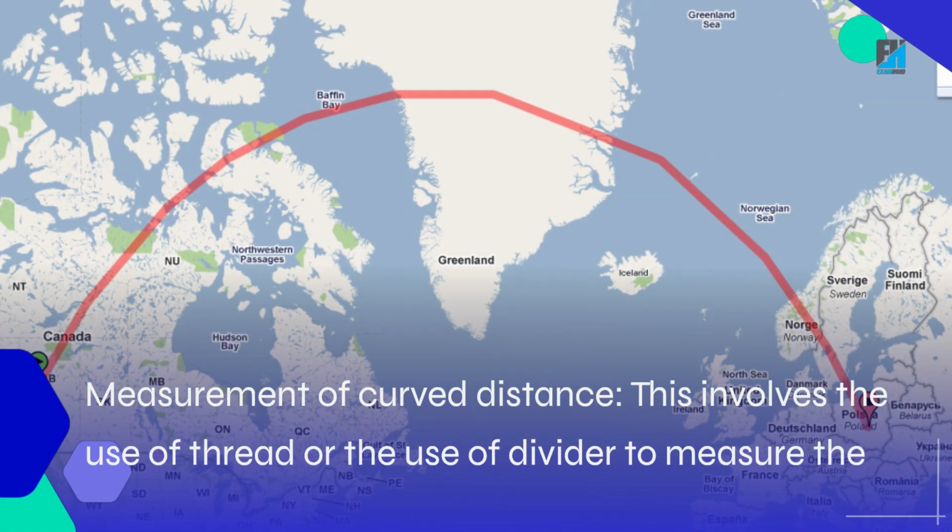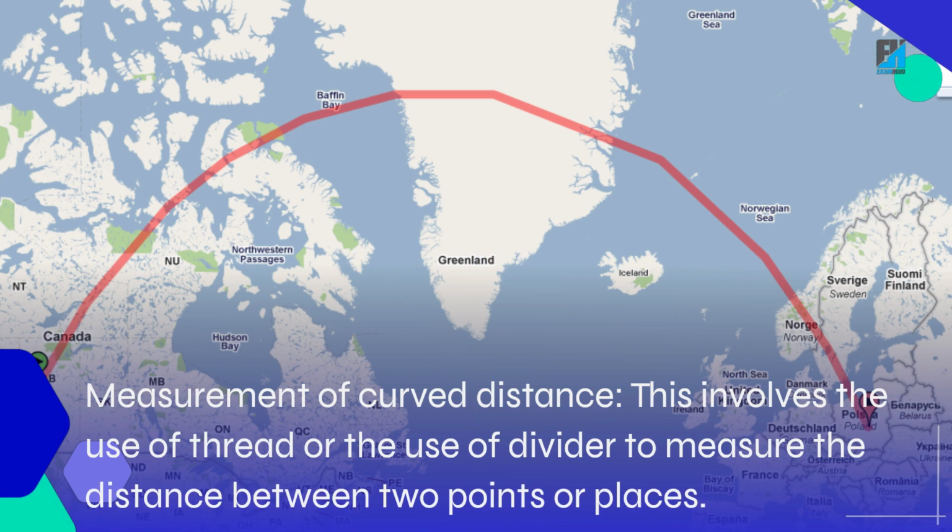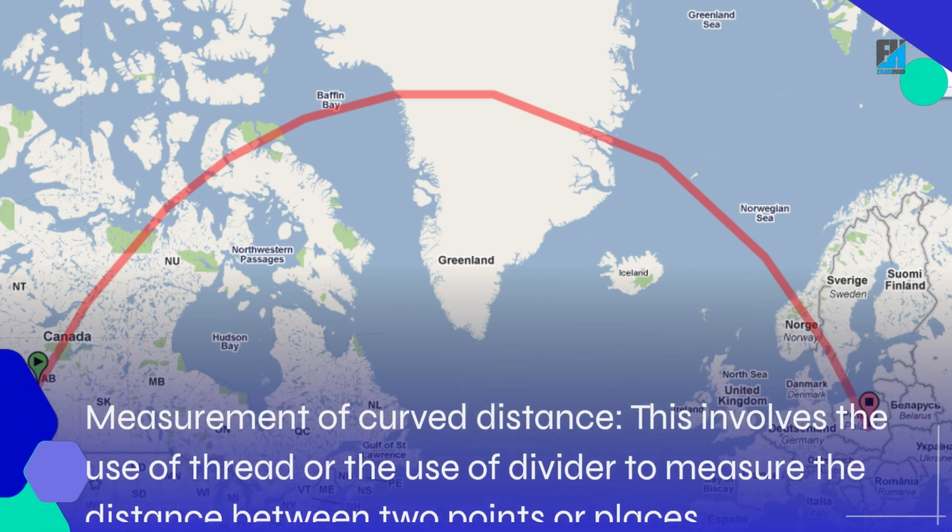Measurement of curved distance. This involves the use of thread or the use of a divider to measure the distance between 2 points or places. Examples include road, railways, footpath or rivers.